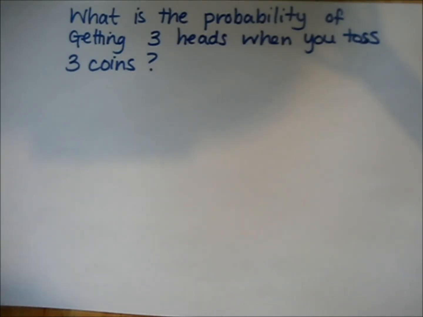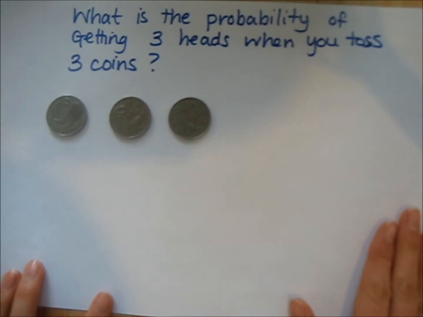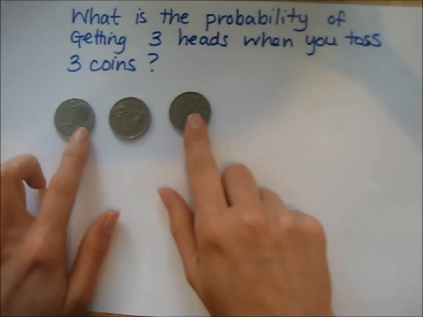Okay, in this video we are taking a look at a different way to list all the possible outcomes in different experiments. So last time we looked at sample space diagrams, which are really useful when we have two different events going on. In this case it says, what's the probability of getting 3 heads when you toss 3 coins? Okay, so here I have my 3 coins.